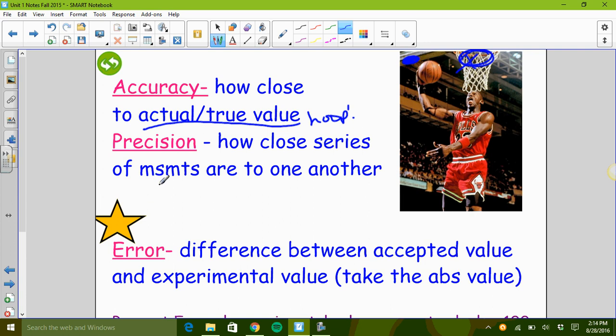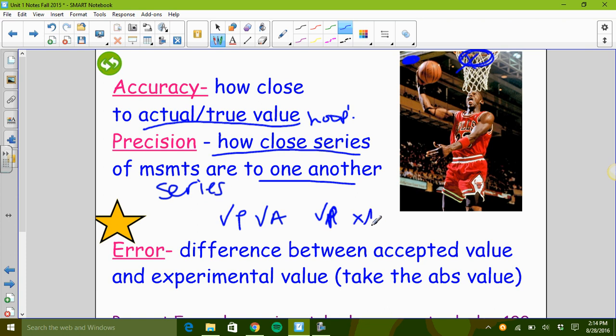So precision is a series of measurements, or a series of shots in his case, and it's how close the series is together. So if you keep airballing the whole time, it's really precise, but it's not accurate. So there's a way you can think about it too. You can be precise and be accurate. But you can also be very precise, but not accurate. Think about that.